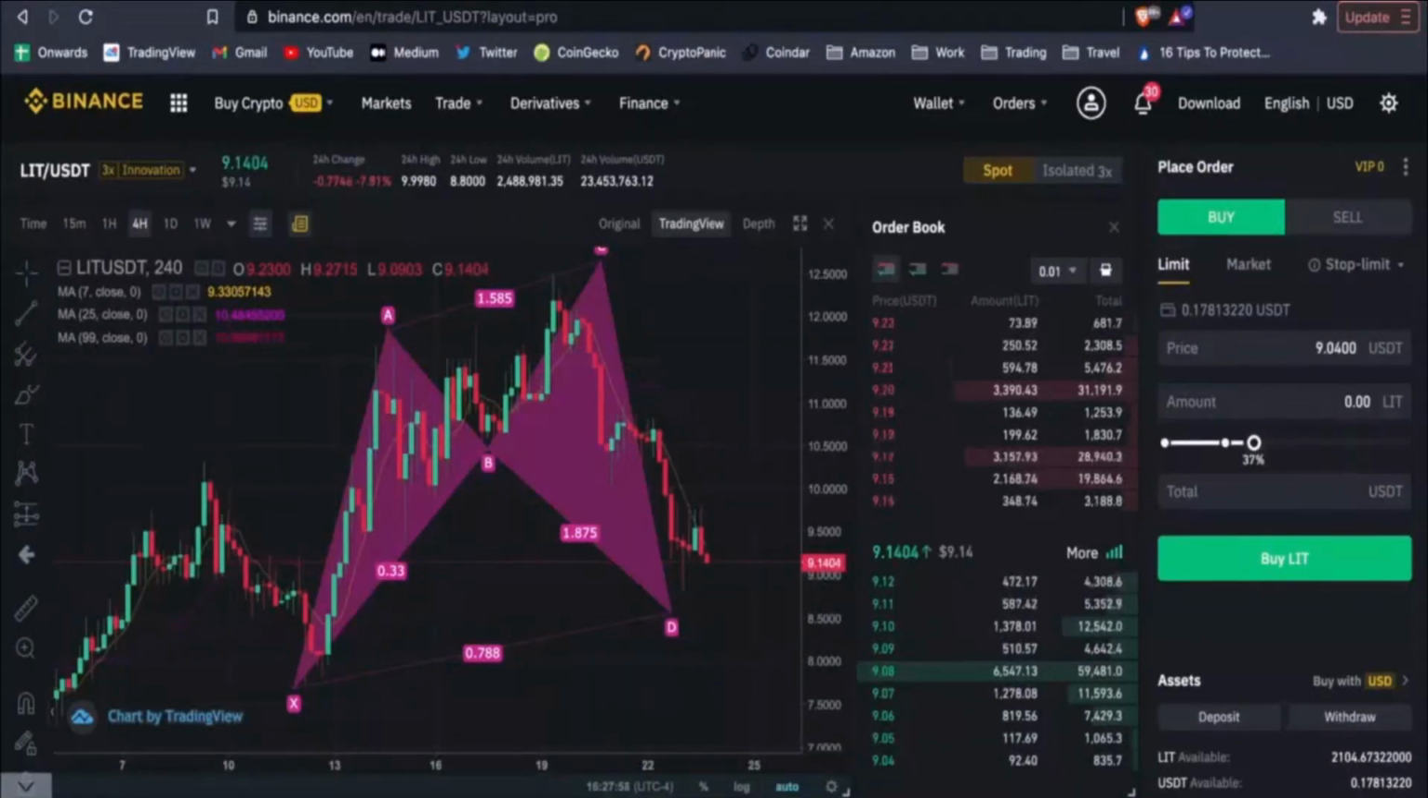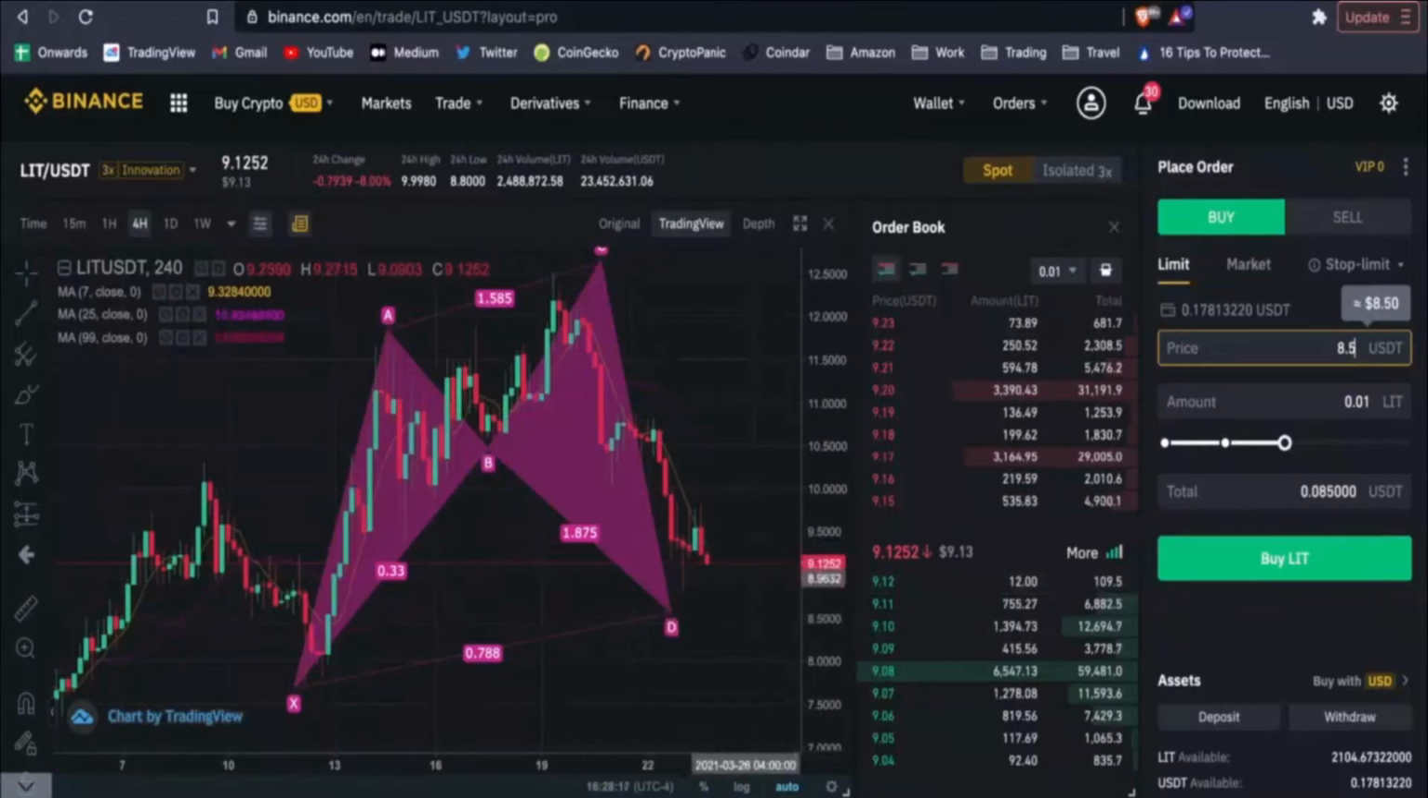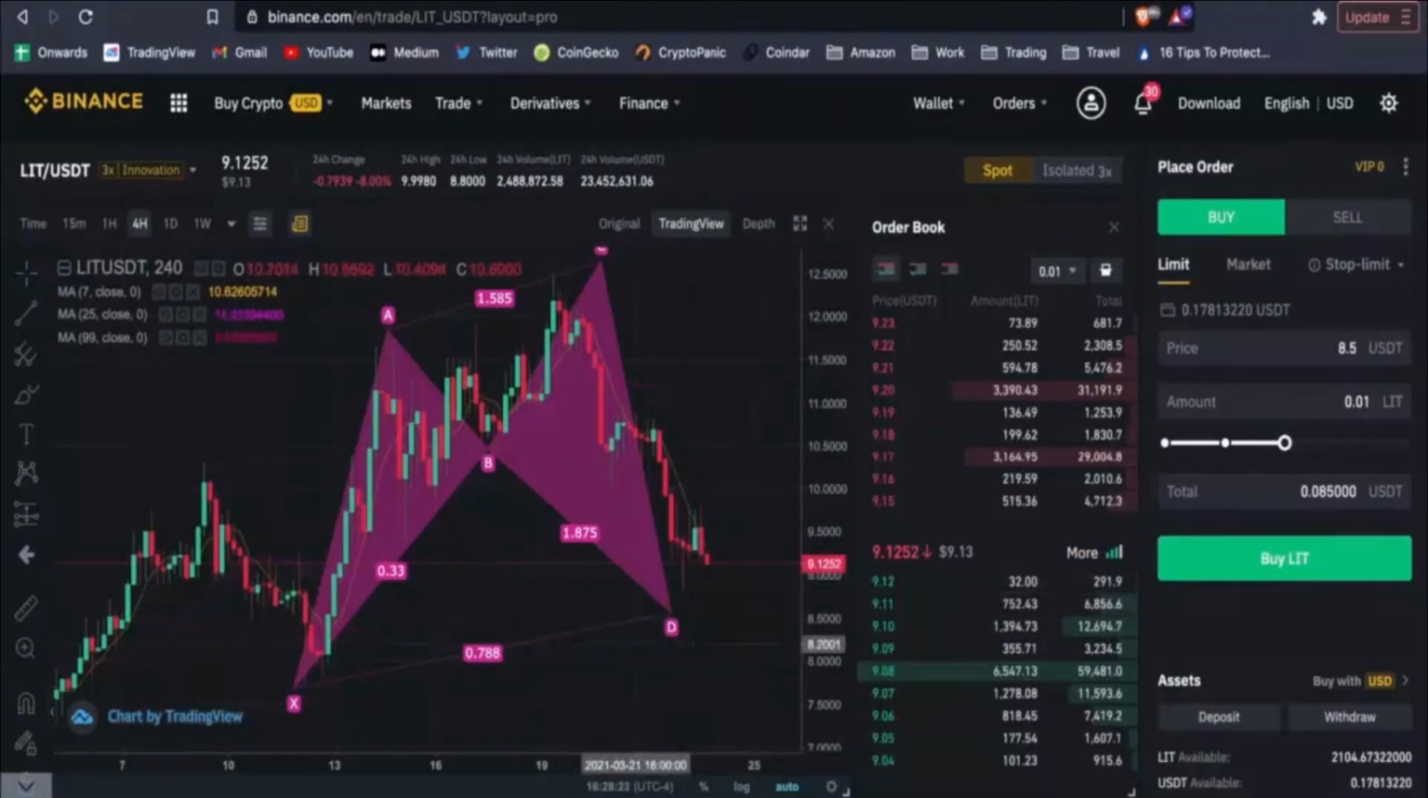You need USDT in your account again. But let's say I had USDT in my account. If I had $100, drag it there to buy $100 worth of LIT at 9.04. Of course, I can change this. Let's use our example, 8.5, and we would buy at D point completion. You click buy LIT. Of course, I don't have any USDT, so it doesn't let me. But you would set a limit order if you want to buy at a price below current price or better.